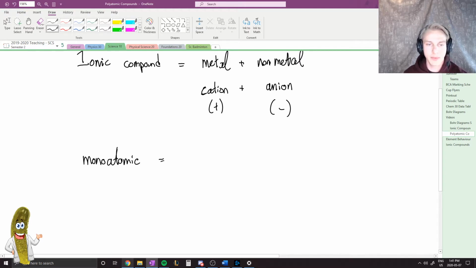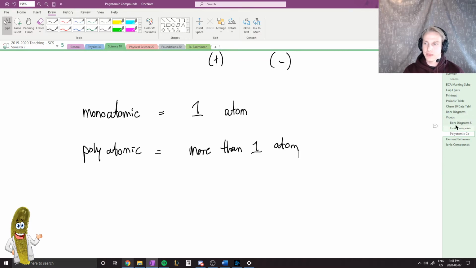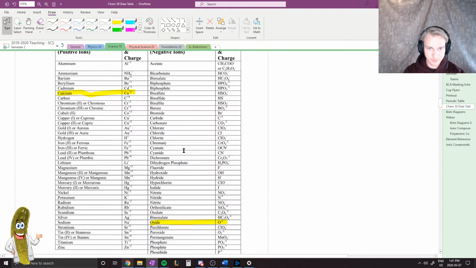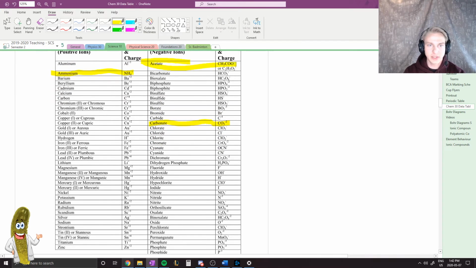A monatomic compound: mono is Greek, and that means there is one atom in some sort of charge. Something that is polyatomic, which is what we'll focus on today, just means there is more than one atom. So we are going to be dealing with things from our data table here that have more than one atom associated with a charge. A really great example of that would be carbonate. Another good example, the only one on this cation side, would be ammonium. All of these top ones here are great examples of polyatomic ions.